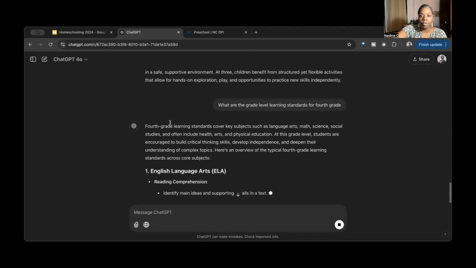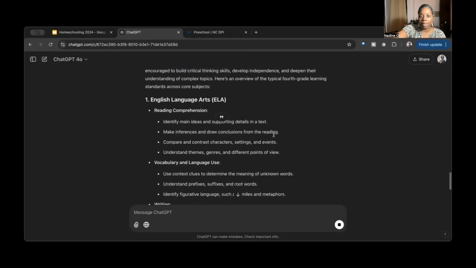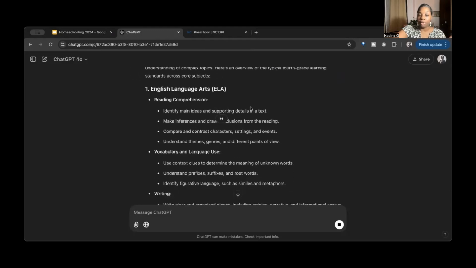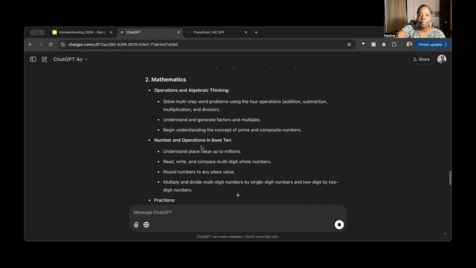Okay, so here they go. The fourth grade learning standards cover key subjects such as, and they list out all of those subject areas, right? Okay, so we anticipated that. So in English, we have reading comprehension. So here go the subheadings. Reading comprehension, vocabulary and language use, writing, speaking, and listening.